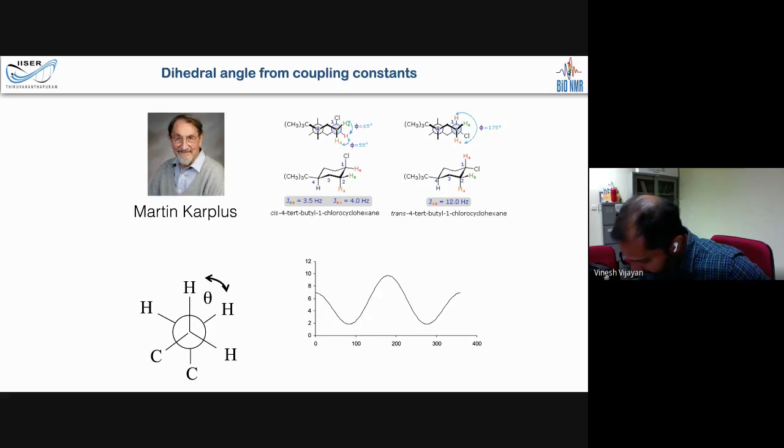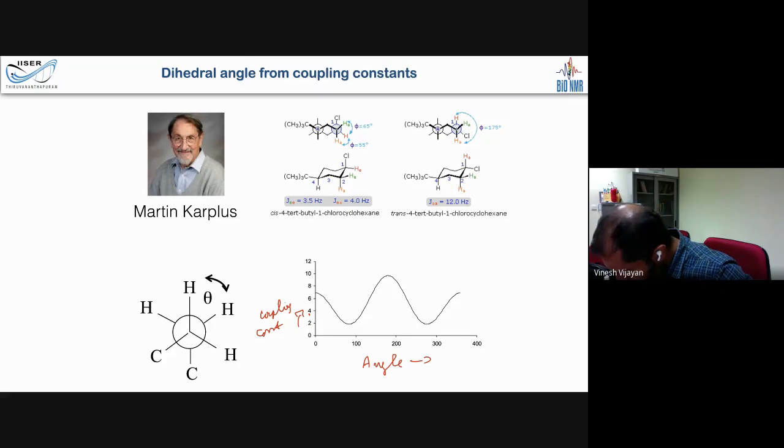So this is the angle, this is the coupling constant in Hertz. Okay, you see that if the coupling is somewhere around this, above or close to 10 or above 10, then that is around 180 degrees. Okay, dihedral angle is 180 degrees. That means this theta has gone all the way up here. That is 180 degrees. That is the dihedral angle. This theta is what I'm talking about.